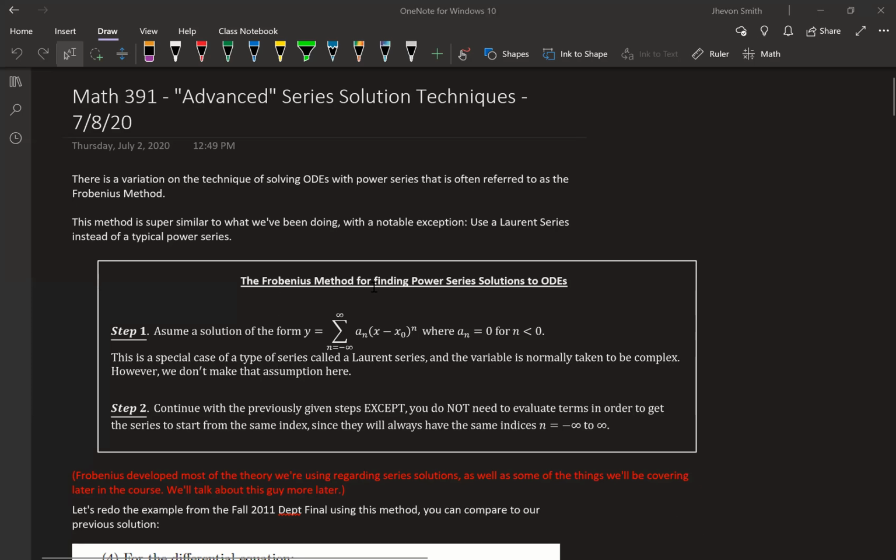So I can actually generalize the Frobenius method a little bit by using something that's a little bit more generalized than a power series. Whenever you go into a complex analysis class, you're going to hear about something called a Laurent series.